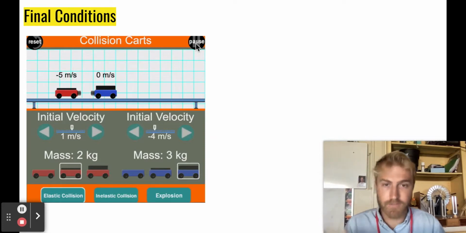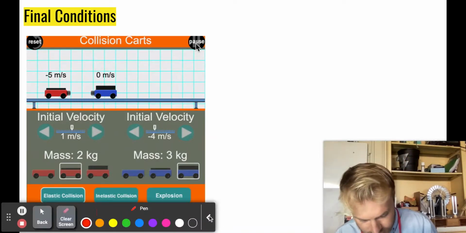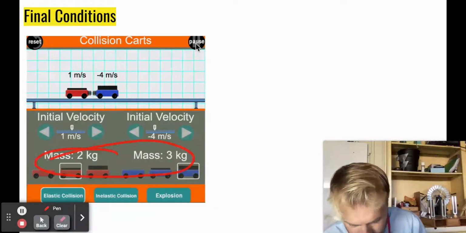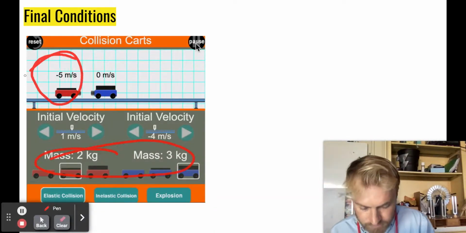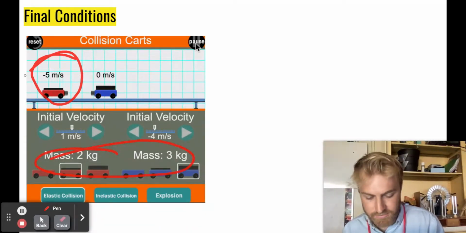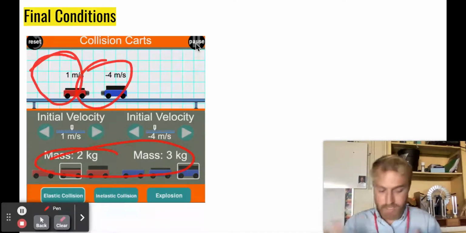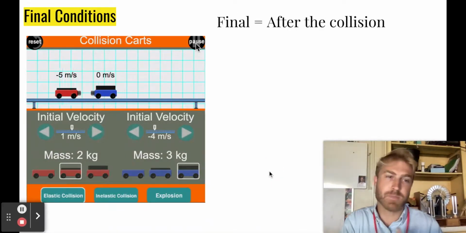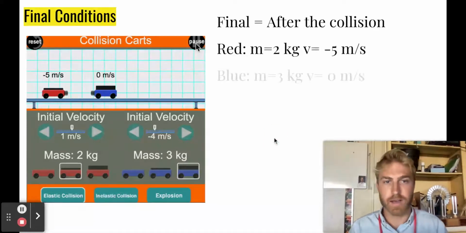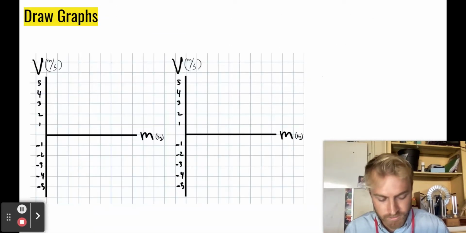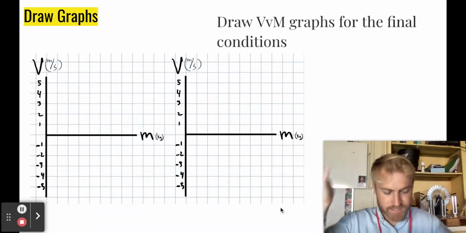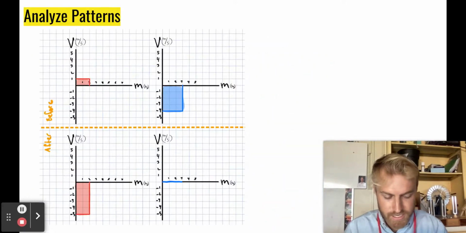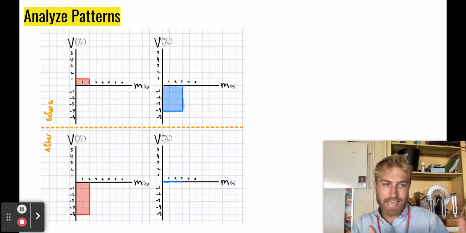Now, the last thing, look at the final conditions. Here the mass doesn't change, but it looks like the red cart shoots off to the left with negative 5 meters per second of velocity, and the blue cart comes to rest in this collision. Final just means after the collision. So we'll write down the data somewhere, and we're going to draw our graphs the same way that we did before, and they look like that. Easy peasy, lemon squeezy.